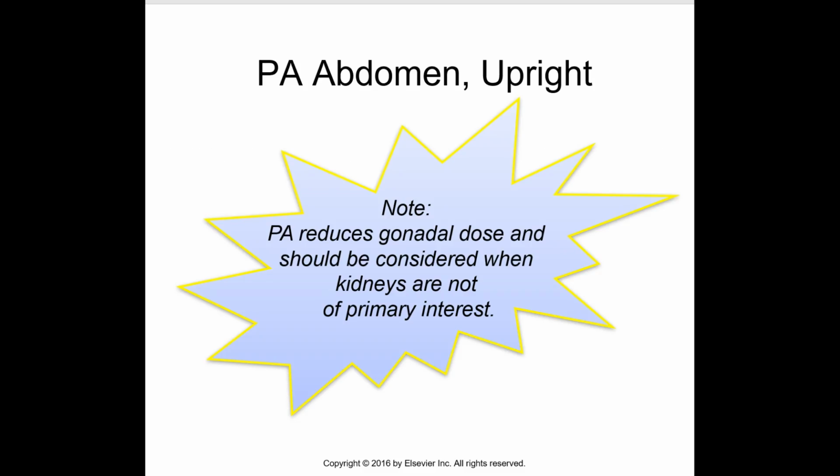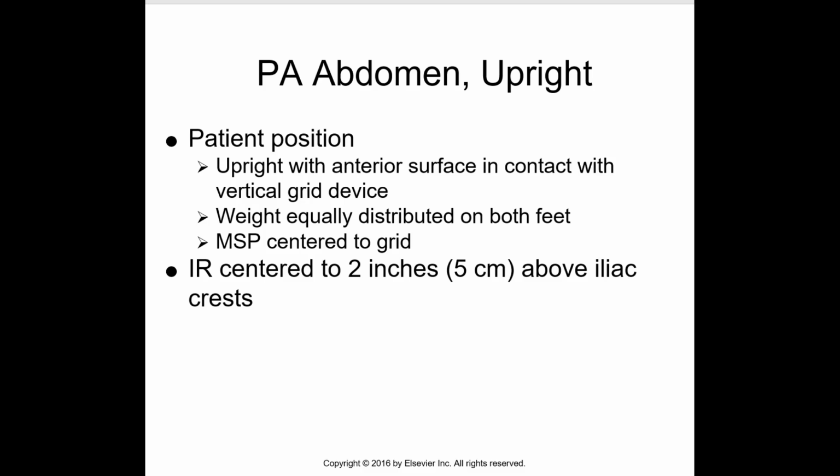PA abdomen upright. PA reduces gonadal dose, and should be considered when the kidneys are not of primary interest. So for the upright, the anterior surface is in contact with the vertical grid, weight evenly distributed on both feet, MSP centered to the grid, and then you would center 2 inches above the iliac crest.